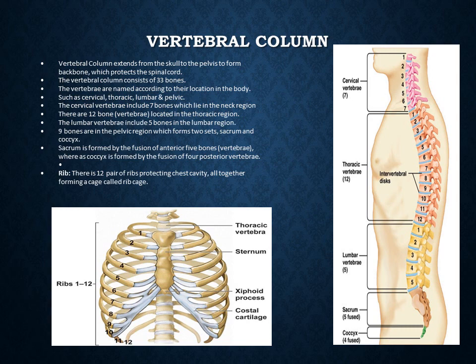The cervical vertebrae consist of 7 bones which lie in the neck region, therefore their name is cervical, because cervix means neck. These are the 7 vertebrae known as cervical vertebrae. Afterwards, these 12 are present in the chest or thorax region, therefore they are known as thoracic vertebrae. And these 5 present below the thoracic region are known as lumbar vertebrae. And this part is known as the sacrum, these are fused, and these are also the coccyx, fused. These are 4 in number.